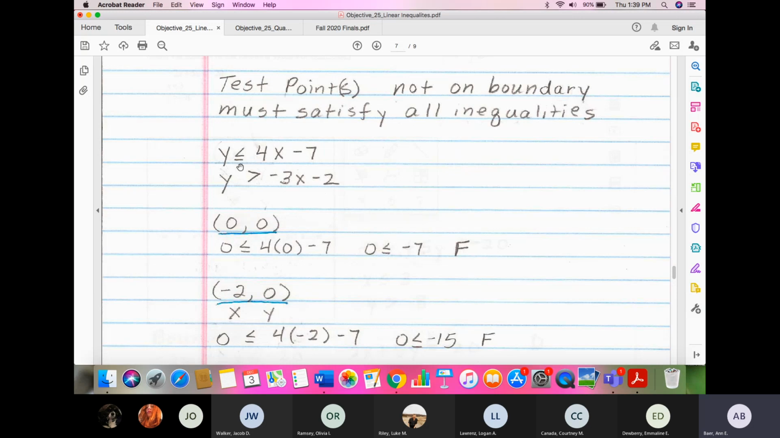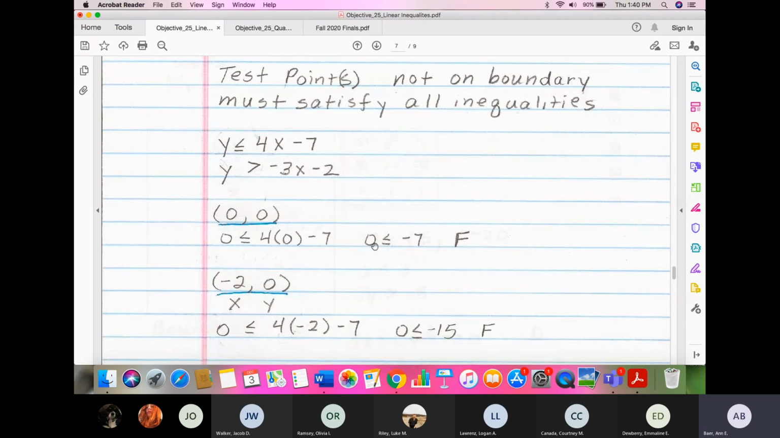Less than or equal to 4 times x minus 7. We're testing this as our test point, and in our test point, x is 0. So over here, we just have 0 on the left side, less than or equal to 4 times 0, which is 0, minus 7 is negative 7. Is that true or false?